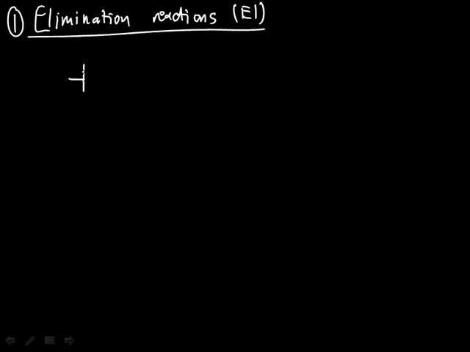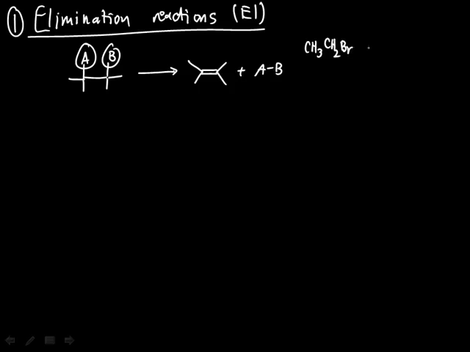And as the name implies, these are the reactions that typically remove two adjacent groups on two adjacent carbons to yield a double bonded compound and some sort of an AB species. These reactions frequently accompany substitutions. For example, if you just try to run a simple hydroxide substitution on ethyl bromide, you will get ethanol, but you will also get some ethylene as well.